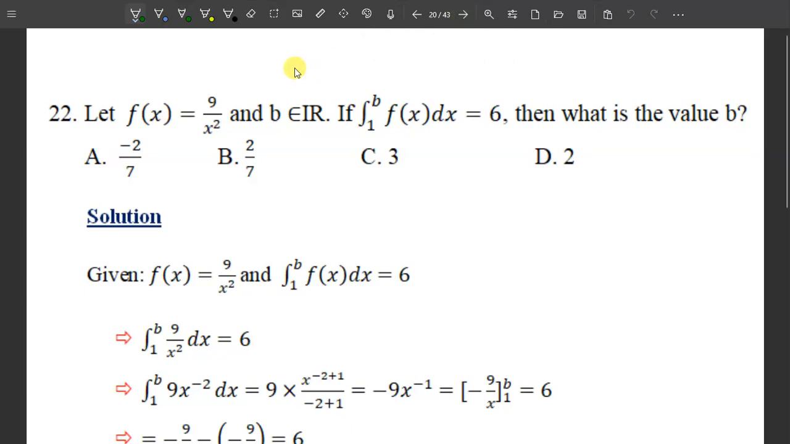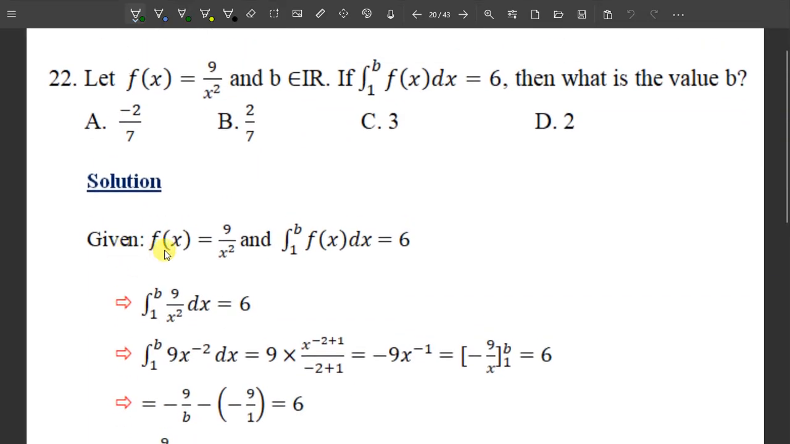Let us come to the next question. Question 22. It says, let f of x is equal to 9 over x squared, and b an element of the real numbers. Let us call b any real number. If the definite integral from 1 up to b of f of x dx is equal to 6, then what is the value of b? That is what the question says. Let us see what is given. First, collect what is given in our question. Given here, f of x is equal to 9 over x squared, and then this definite integral is given. Therefore, we begin from this one.